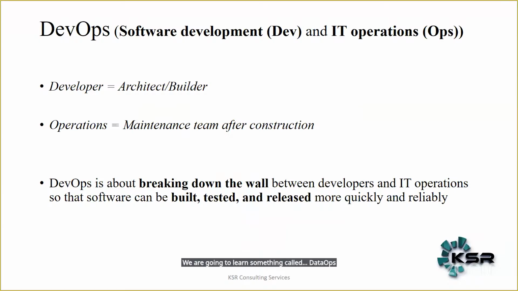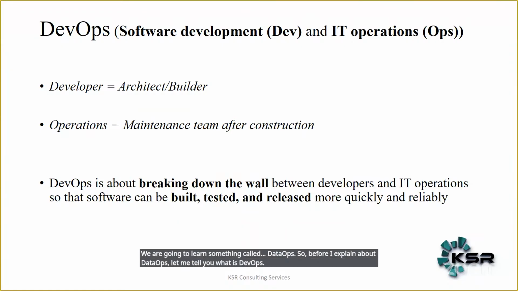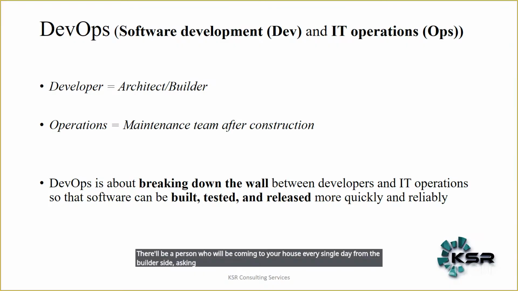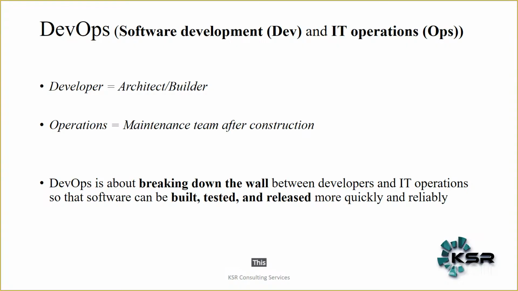Okay. And with this cloud computing, one additional added topic to your batches, we are going to learn something called DataOps. So before I explain about DataOps, let me tell you what is this DevOps. You build a house. For the first initial 2 to 3 months, there will be a person who will be coming to your house every single day from the builder side, asking if there is any issue. This guy provides some support, right? After building a house, if there is a water leakage, pipe leakage, there is a water flow that is happening, they'll come and check. These are all called maintenance.